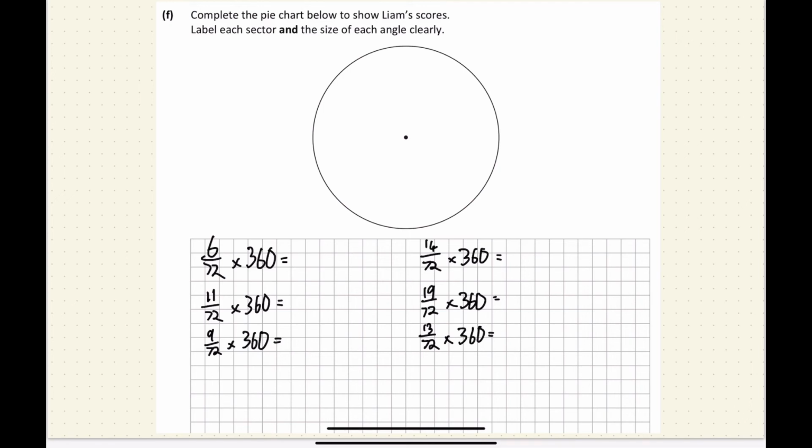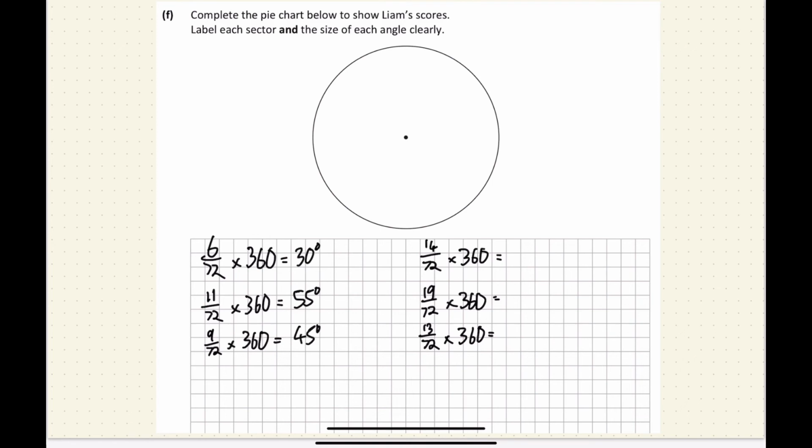So 6 divided by 72 multiplied by 360 gives me 30 degrees. Well, it's 29.99999, but we're just going to say 30 degrees. Okay, and then it's 11 divided by 72 multiplied by 360. That gives me 55 degrees. Then it's 9 divided by 72 multiplied by 360 gives me 45 degrees.